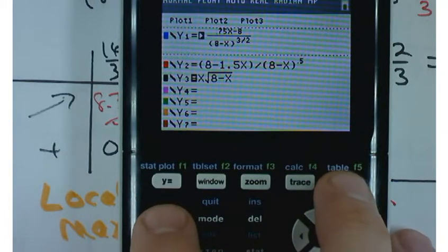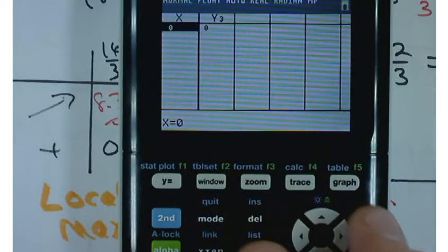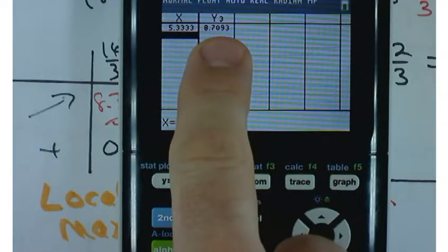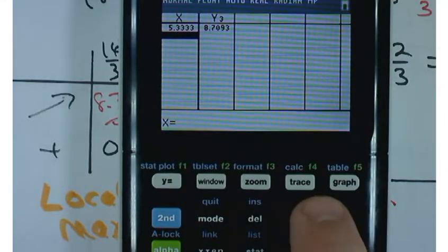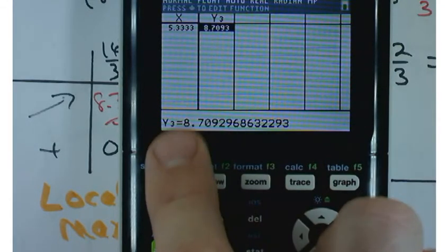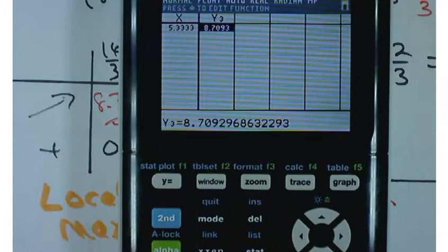Alternatively, you could hit the table function. You can go to table and type in 16 divided by 3, and it gives you the first few digits here. If you want more digits, put the cursor on the y value, and you get all the digits that you could want. All right? Appreciate the question. Anything else on this one?